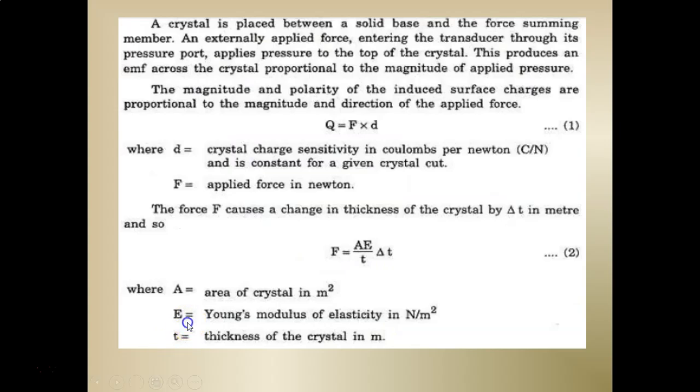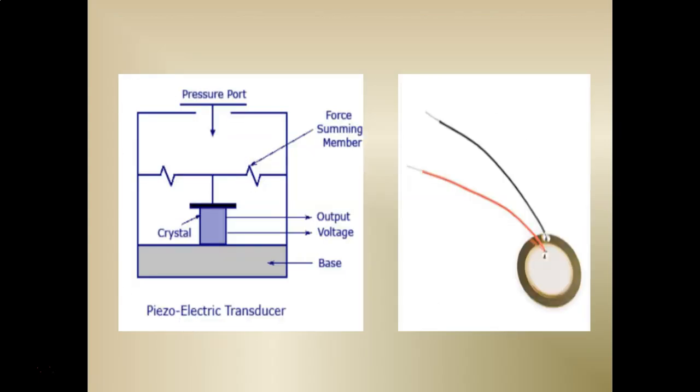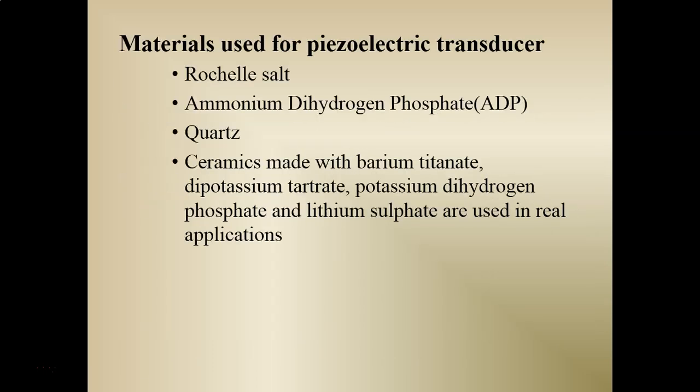So here the crystal is placed on the base, and here is the pressure port. When the externally applied pressure is applied on this pressure port, because of the force summing member, the pressure will be applied on the crystal. Thereby the output voltage generated from the crystal will appear on the surface of the crystal.